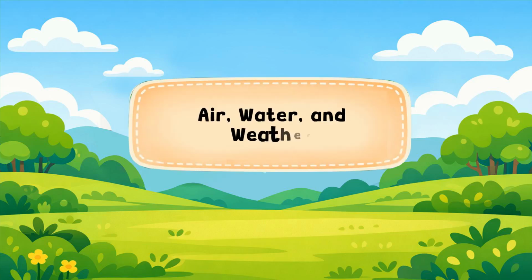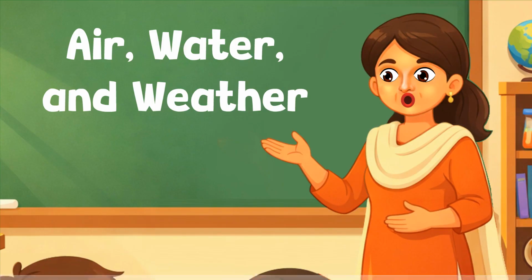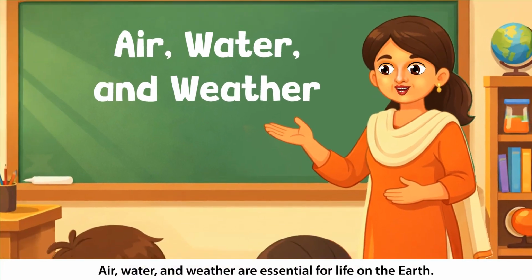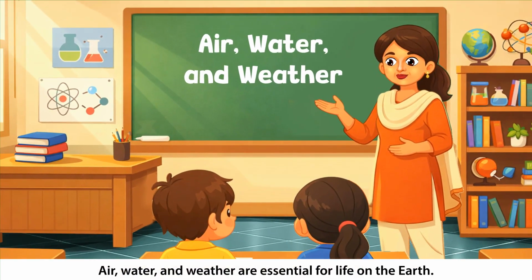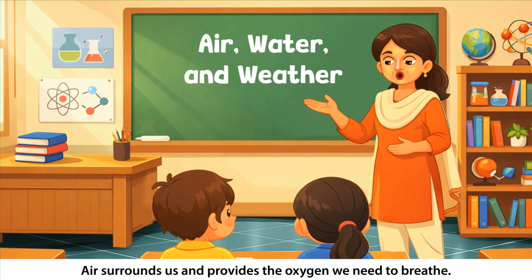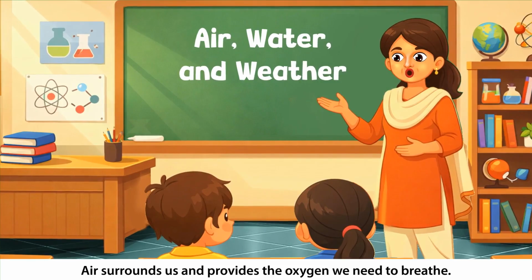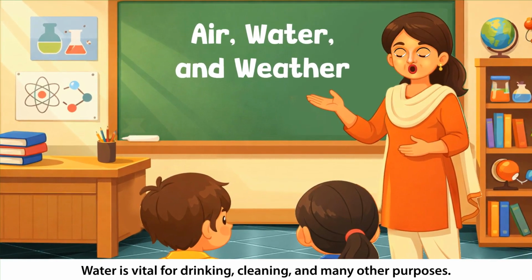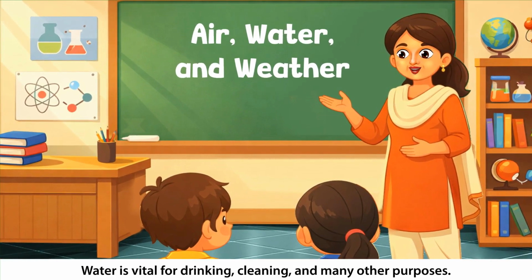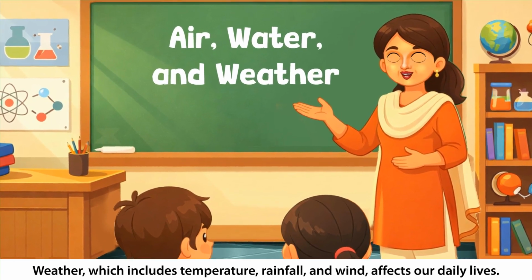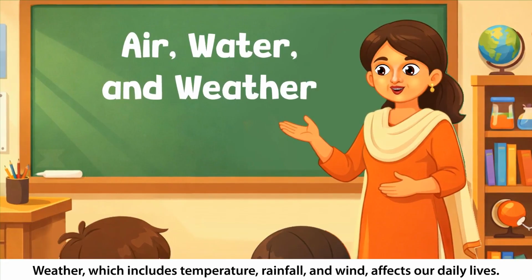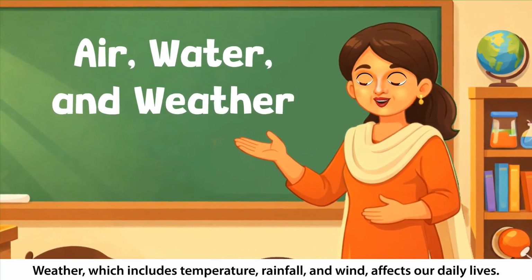Air, water and weather. Air, water and weather are essential for life on the earth. Air surrounds us and provides the oxygen we need to breathe. Water is vital for drinking, cleaning and many other purposes. Weather, which includes temperature, rainfall and wind, affects our daily lives.